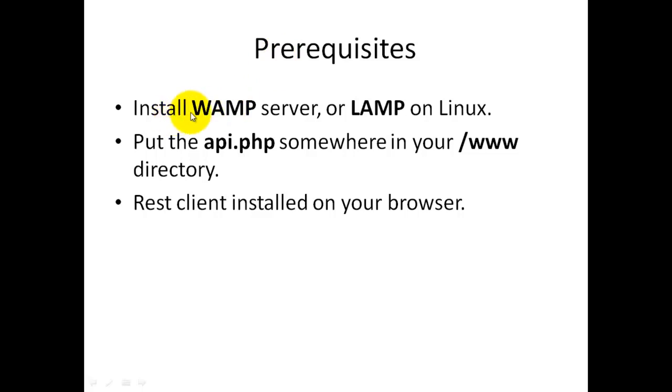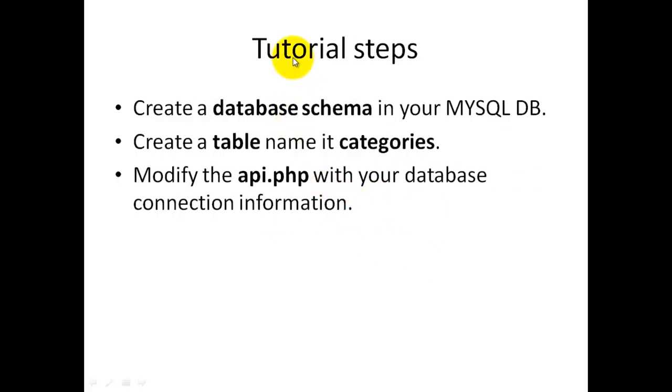Prerequisites: install WAMP server on your Windows or LAMP on your Linux. Put the api.php somewhere in your www directory. It's better if you have a REST client installed on your browser so you can test the API, or the produced API.